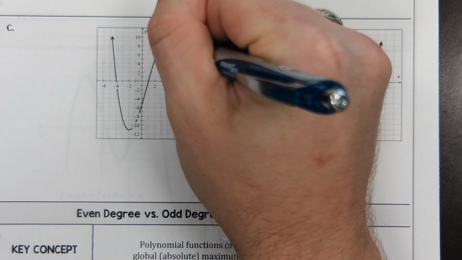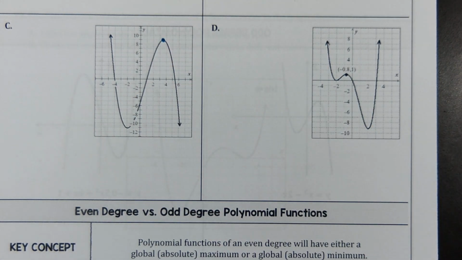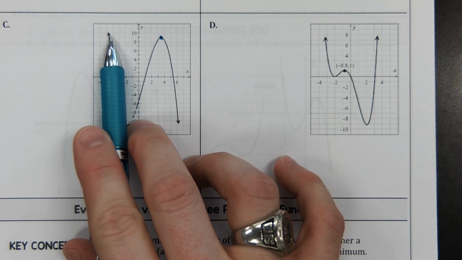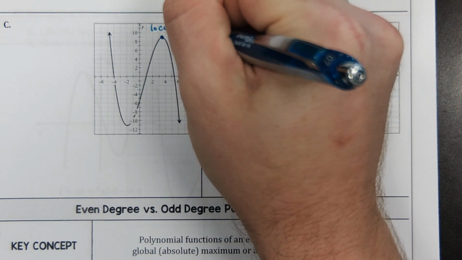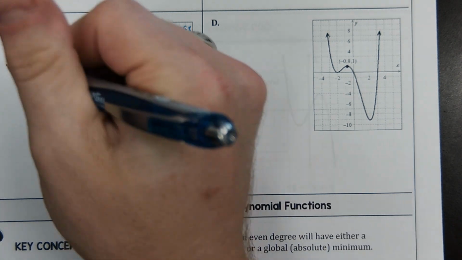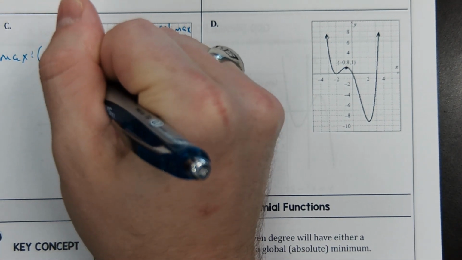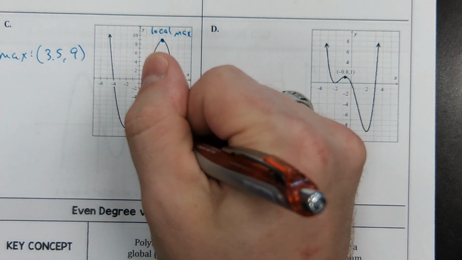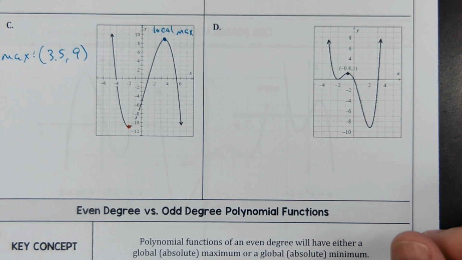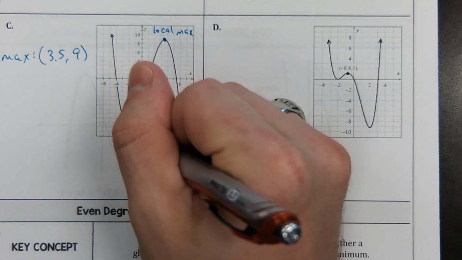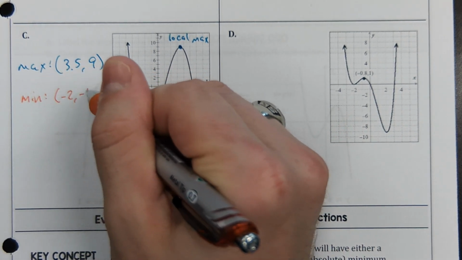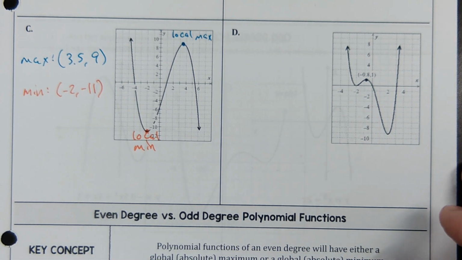Here's a maximum. I guess if we want to, we're going to have to estimate that max, aren't we? Looks like 3.5, 9. Arrows. So this cannot be global. This thing goes up forever. So local max at 3.5, 9. And the arrow goes down forever. This cannot be a global extrema. So it's a local minimum at -2, -11. Easy peasy.